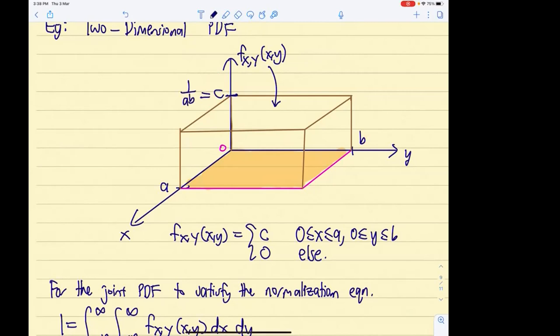Why is that so? Because instead of the area under the graph being 1, we want the volume under the surface to be 1. And by choosing the height c to be 1 over ab, the volume of this cuboid is exactly equal to 1, because the base times the height is 1. Can you see that? The drawing is beautiful, right?